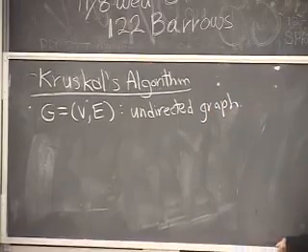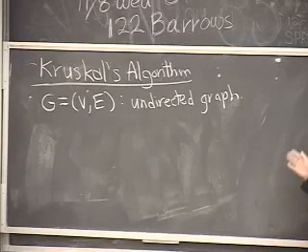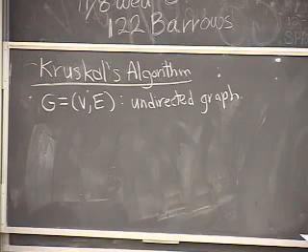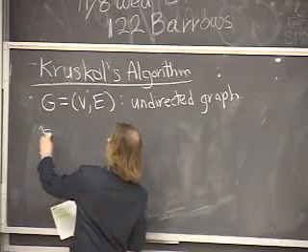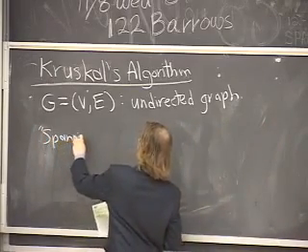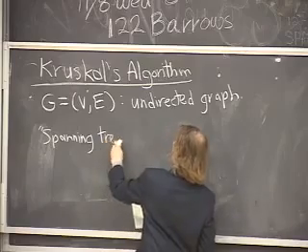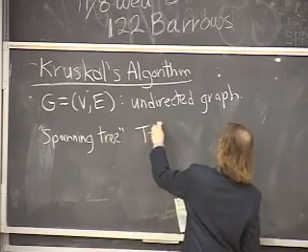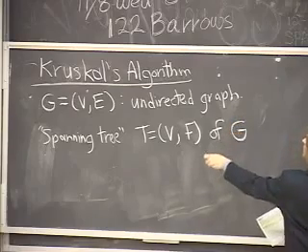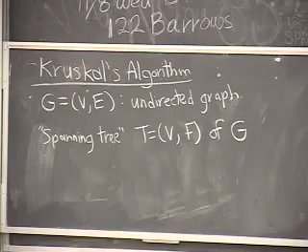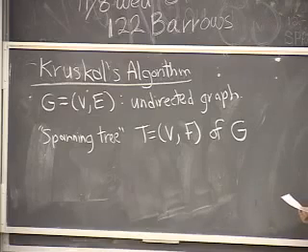There isn't really a version of the minimum spanning tree problem for directed graphs. It's pretty much always done on undirected graphs. So then a spanning tree of G is another graph, which I'll call T, which has the same set of vertices but a different set of edges.